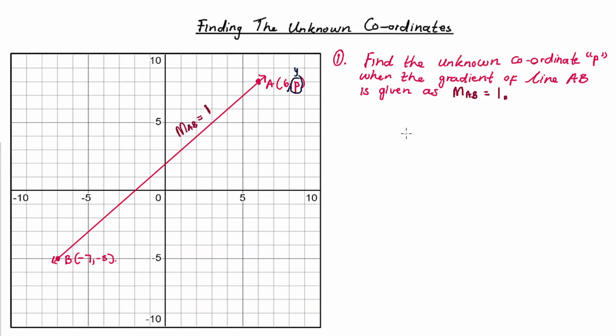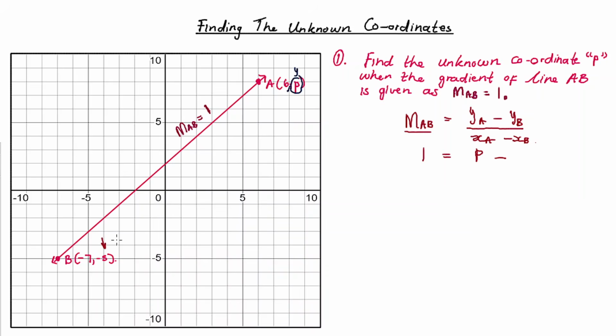All right, so we're going to start off by saying, since I'm given the gradient, I'm going to use the gradient formula along this line AB. So gradient AB is equal to YA minus YB over XA minus XB. So what is the gradient AB? It's given as 1. What is YA? YA I don't know, which is that P we are trying to find. Minus YB. What is YB? It's negative 5.